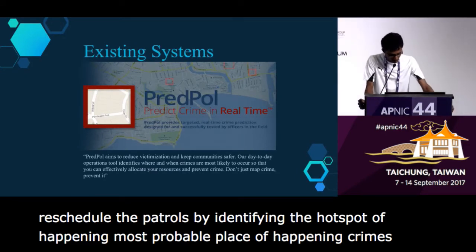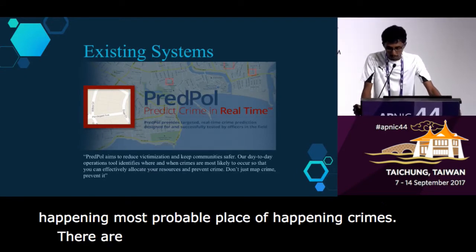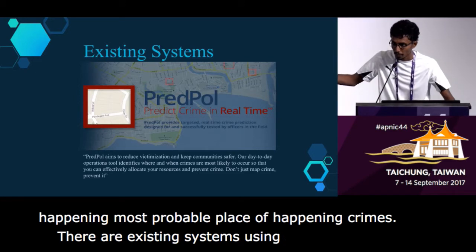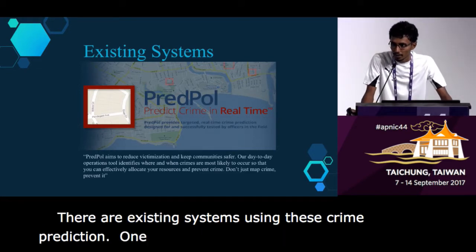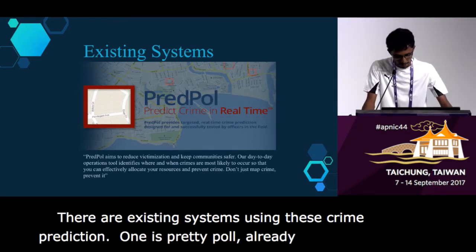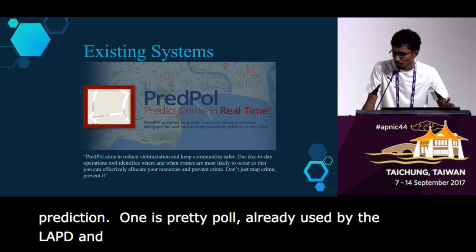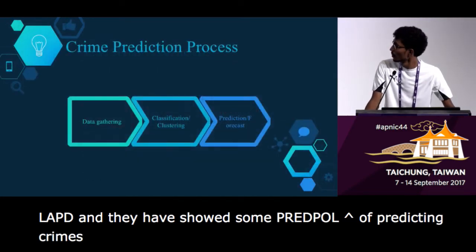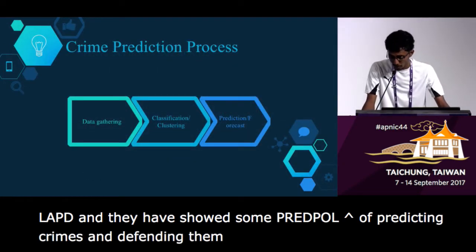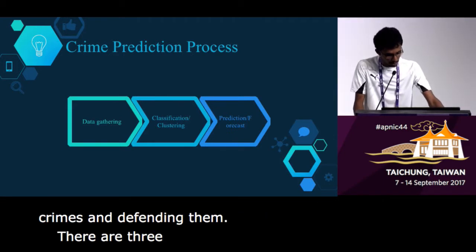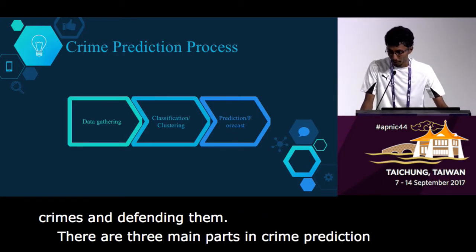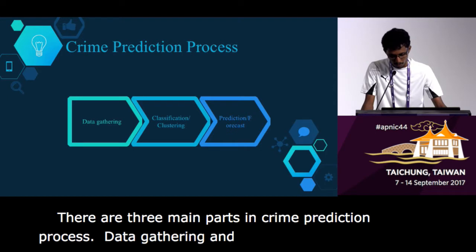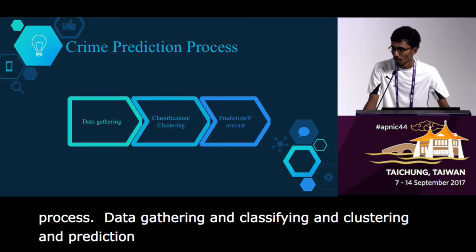There are existing systems using crime prediction. One of them is PredPol, which is already used by the LAPD, and they have shown some progress in predicting crimes and defending against them. There are three main parts in the crime prediction process: data gathering, classification and clustering, and prediction and forecast.